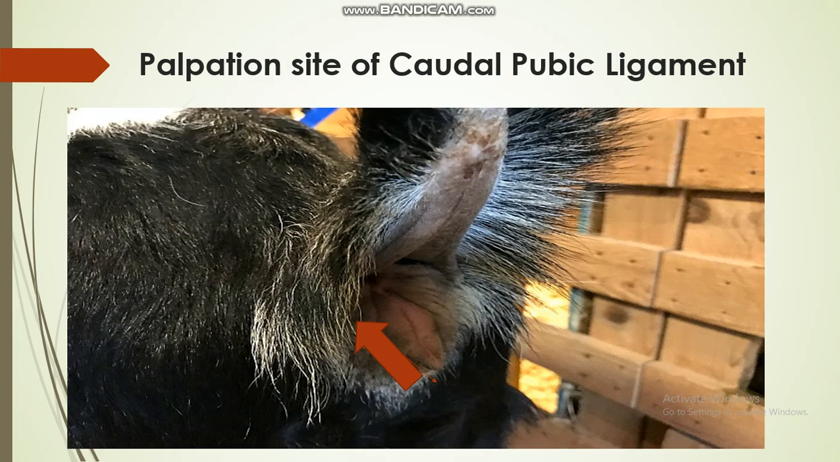So look at this. The palpation site of the caudal pelvic ligament is given by the red arrow, near the vulva, behind or on the downside of the vulva at the lateral side. You can put your fingers and feel the ligament to check whether it is firm or flexible, or tight. If it is tight, it means the animal is not pregnant. If the ligament is soft and flexible, it means the animal is pregnant.